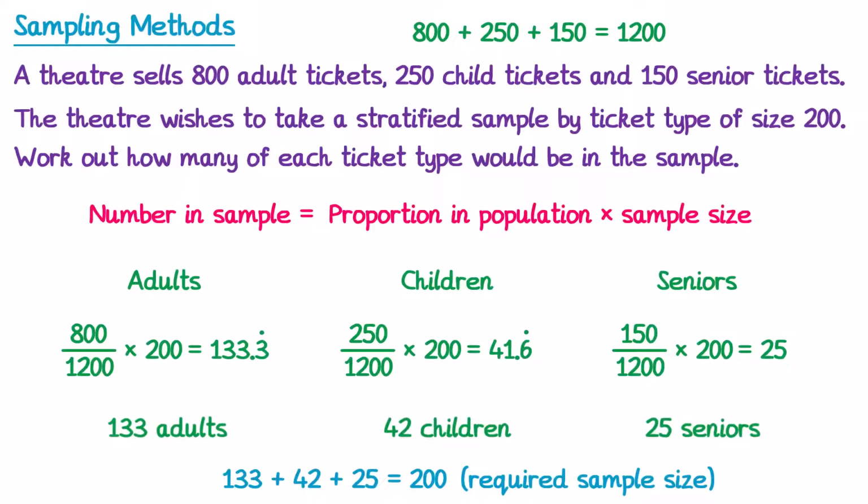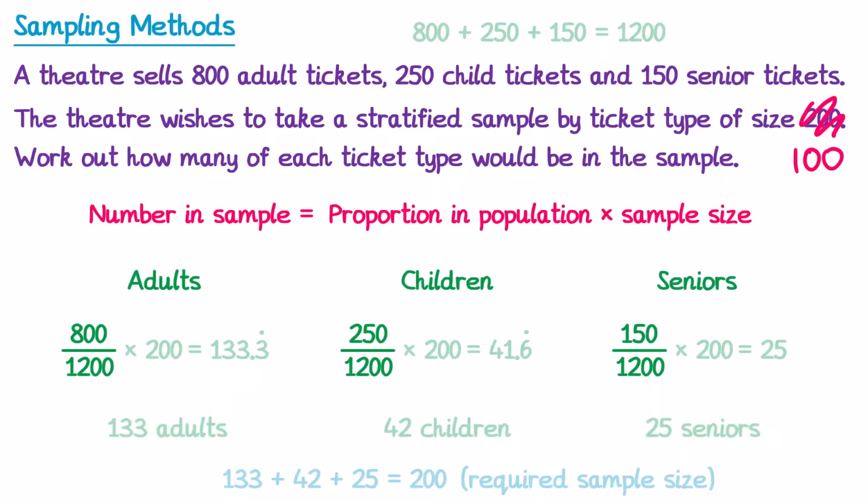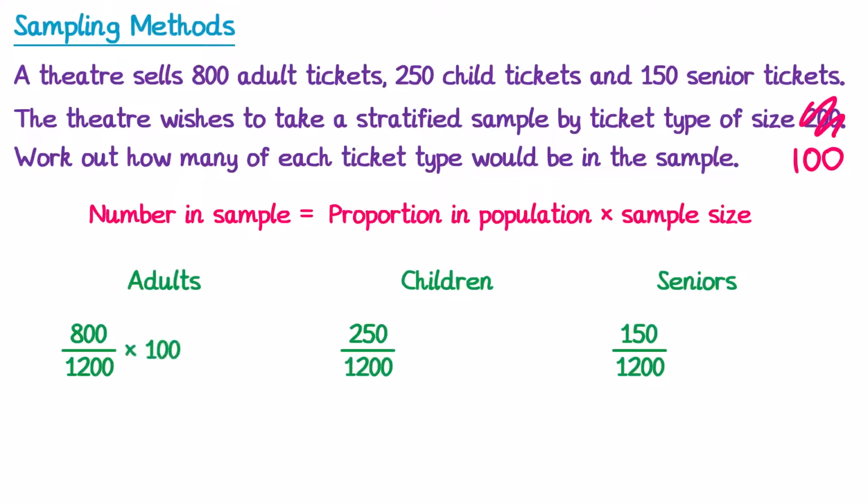But sometimes this won't happen, and there is a problem I want to highlight now. Imagine the sample size was not 200 and it was 100. Well, in the formula, the only number that's going to change is the multiply by 200, it will become multiply by 100. If we do this for the adults, we get 66.6 recurring. If we do this for the children, we get 20.83 recurring, and for the seniors, 12.5.